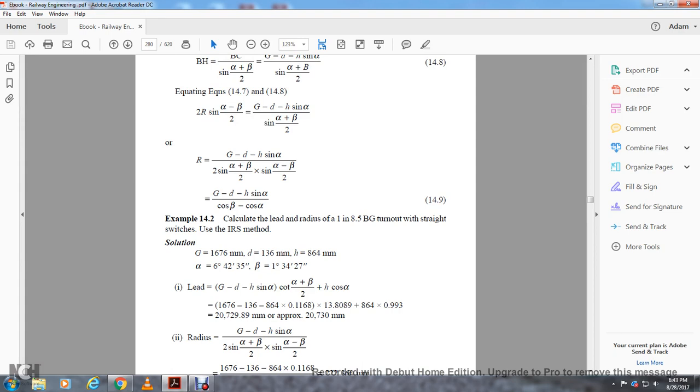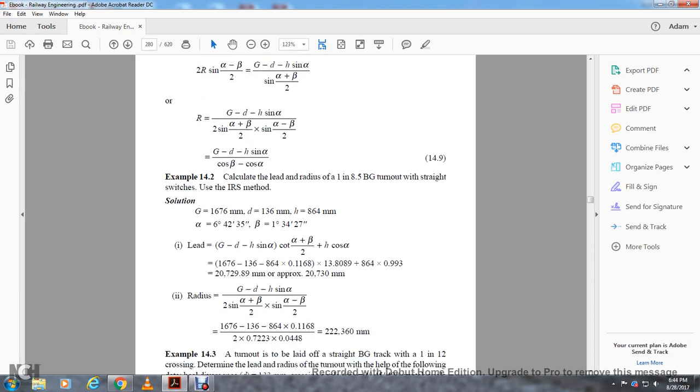Calculate the lead radius of the 1 in 8.5 broad gauge turnout straight with the switches, using the IRS method. Gauge is 1,676. D is 136 millimeters. Height H is 864 millimeters. Angle A is 6 degrees 42 minutes 35 seconds. B is 1 degree 34 minutes 27 seconds. Approximately 20,729.89 millimeters, approximately 20,730 millimeters radius.